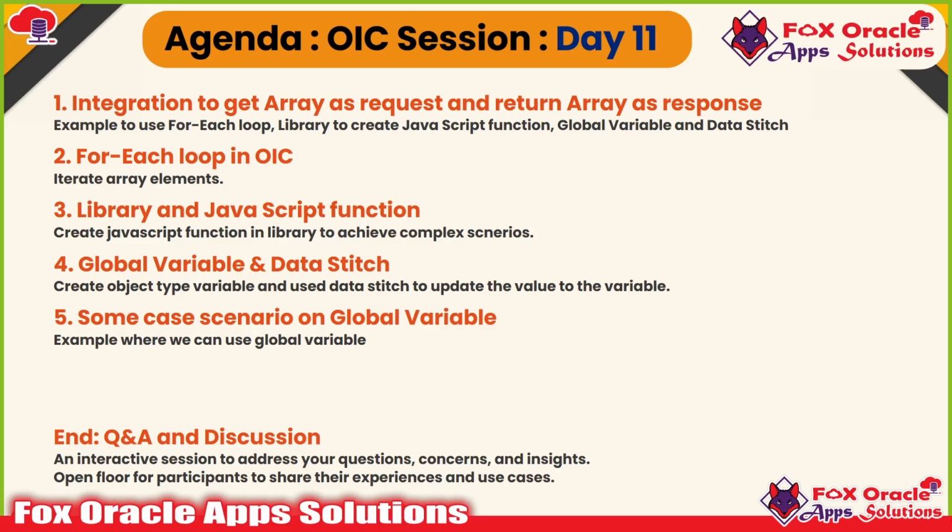Then we'll see how we can create JavaScript functions in OIC to achieve a few scenarios that are not available in OIC and can be difficult to achieve through OIC. So that's what we are going to cover. Later we'll go for global variables, and for those global variables we have data assist to assign on them. We'll see that too. And in the last we'll see some test cases and scenarios where we can use all these global variables while working on projects.